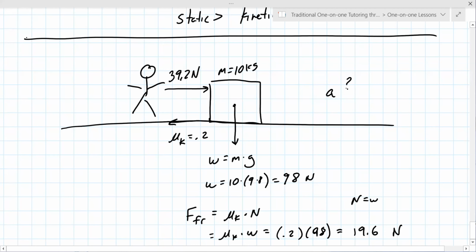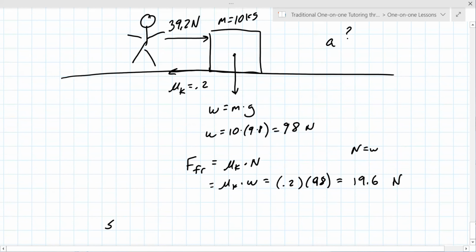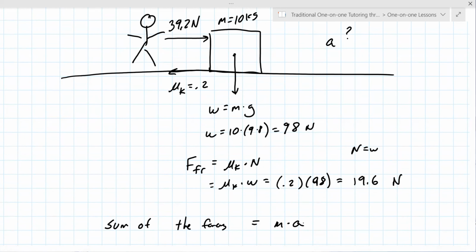Maybe you're thinking, oh my God, how can I even do this? Well, you actually know enough now to do this. One of Newton's laws is the sum of the forces equals mass times acceleration. You remember seeing that? Kind of. So, the sum of the forces.